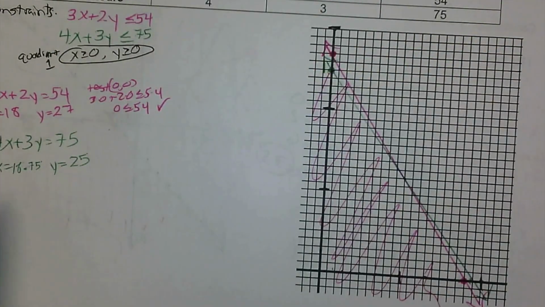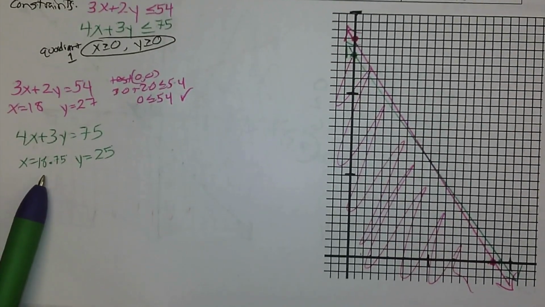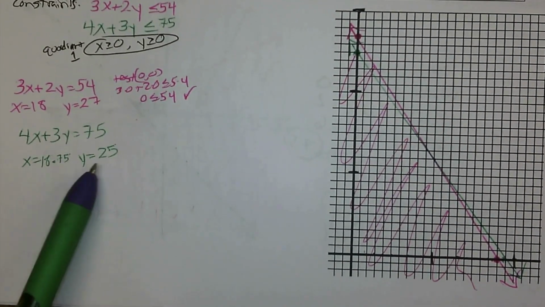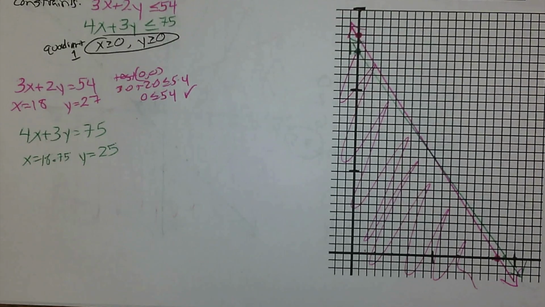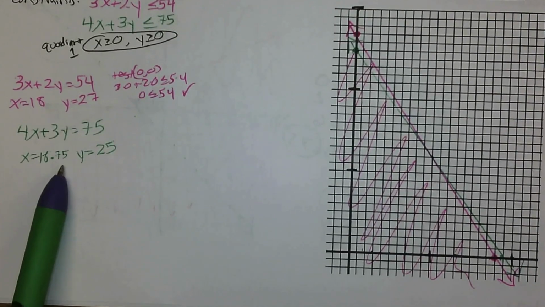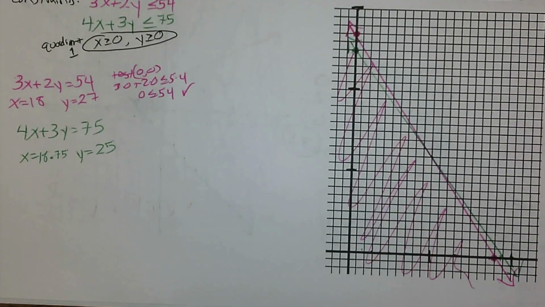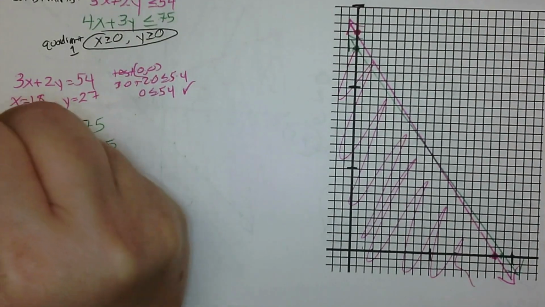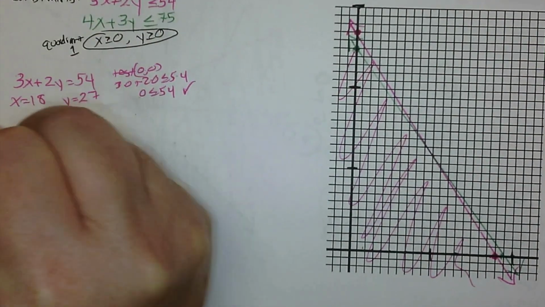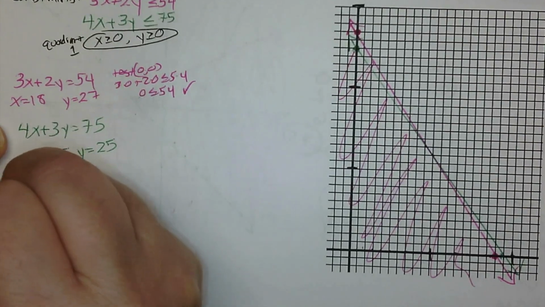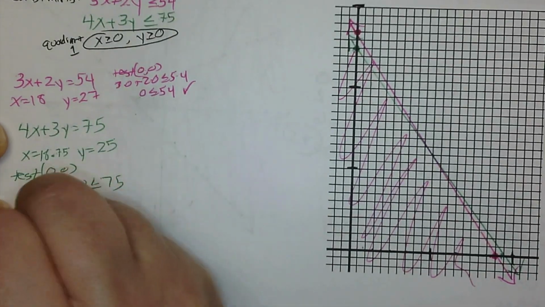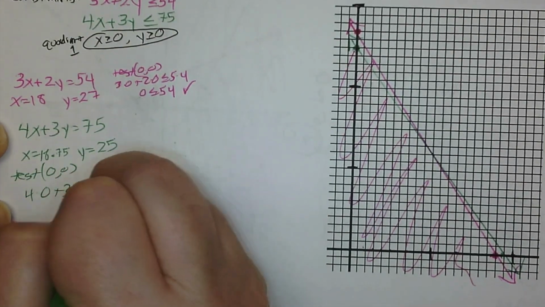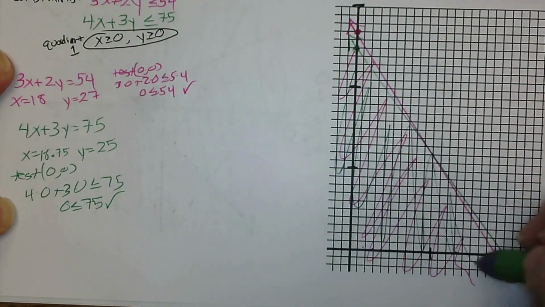And furthermore, the slope of the green line, it went down 25 and over 18.75. This is not going to be a pretty slope. And the amount of time that it's going to take me to deal with that, I would probably rather just calculate that slope or calculate that point. Let's make sure that we're shading below. Test 0, 0. 4 times 0 plus 3 times 0, less than or equal to 75. That is true. So we're shading below the green also.